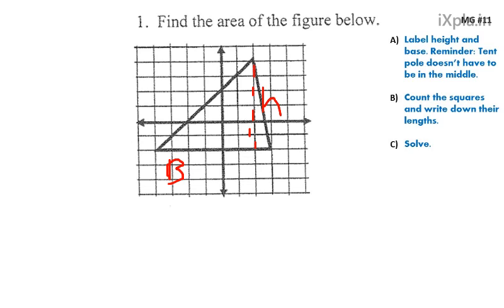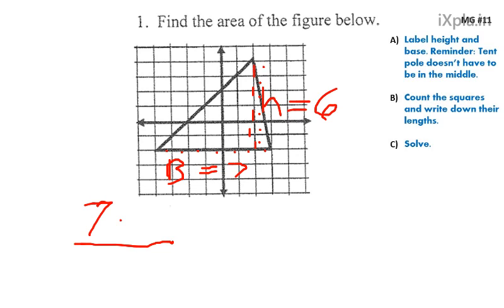And now we're going to count the squares to measure it, or to figure out how long the base and height is. So 1, 2, 3, 4, 5, 6, 7. So we got a base of 7, and the height is 1, 2, 3, 4, 5, 6. So height is 6.